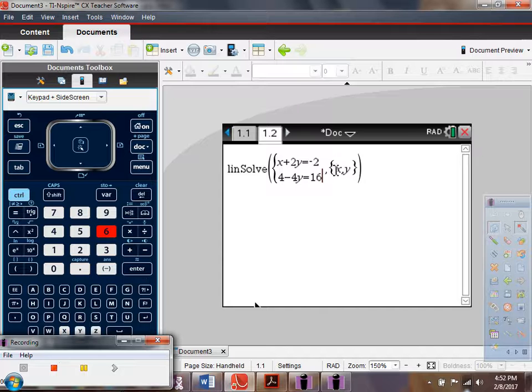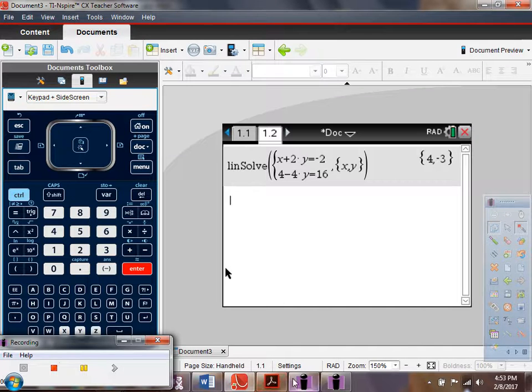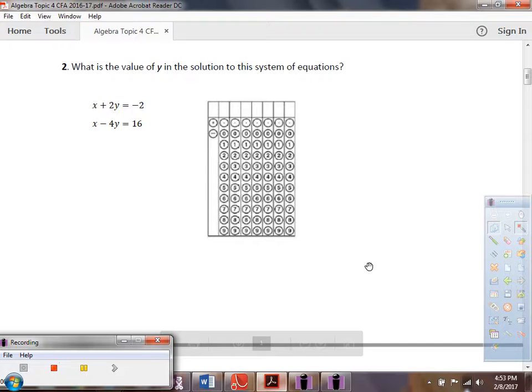Now, if you notice, it's saying the x is first, the y is second. So we need the second number. And there it is again. So those are two ways that you can solve a system. So learn the two ways. It's very valuable to know both.